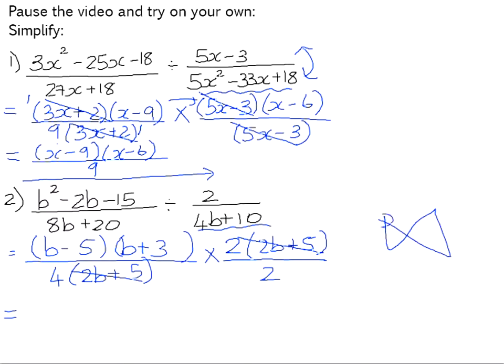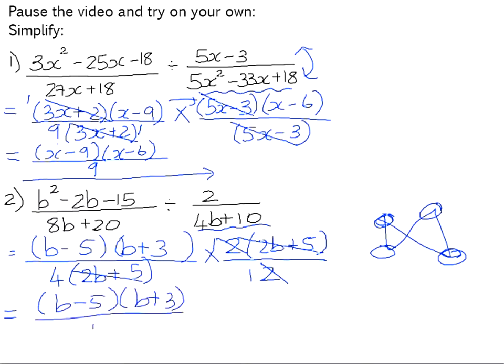Remember the bow tie shape. Any numerator can simplify with any denominator. And the 2 divided by the 2 is 1. That leaves us with b minus 5, b plus 3 in the numerator, and 4 in the denominator.